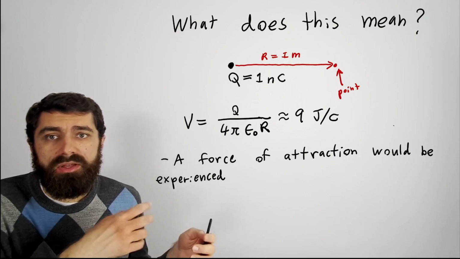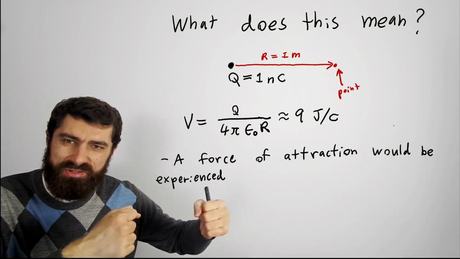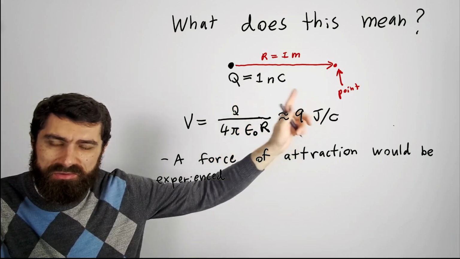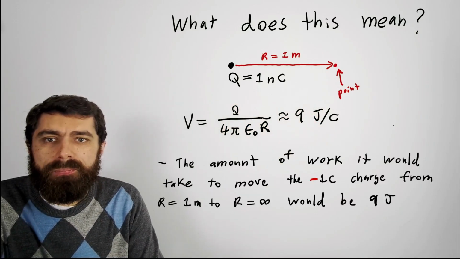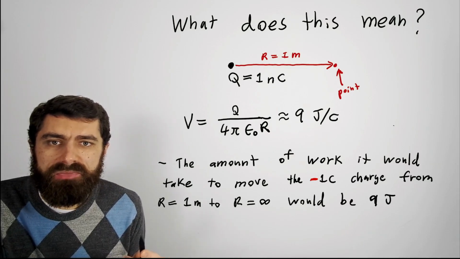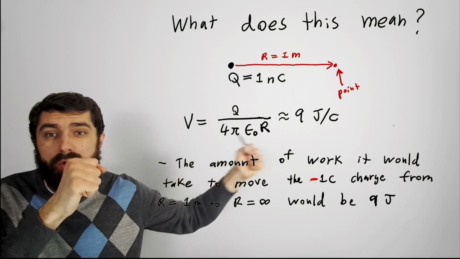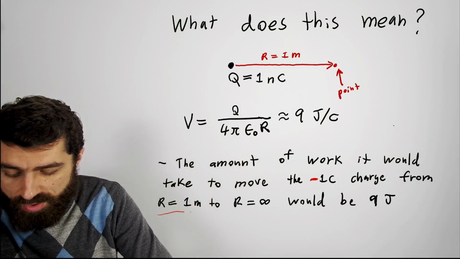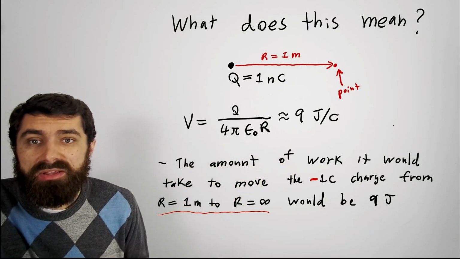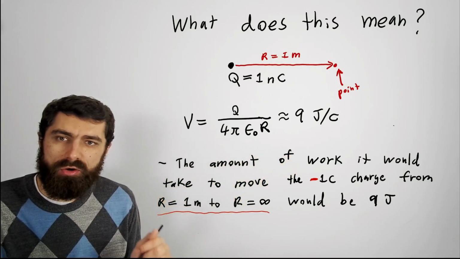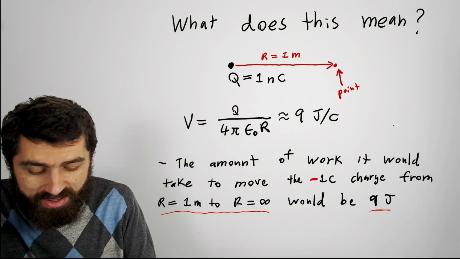First, I want you to note that in this case, there would be a force of attraction being experienced between this positive charge and the -1 Coulomb charge. What this means is that if you took the -1 Coulomb charge and pulled it apart from r equals 1 to r equals infinity, or far away, then the amount of energy or work that you would do to move that charge out would be 9 joules.